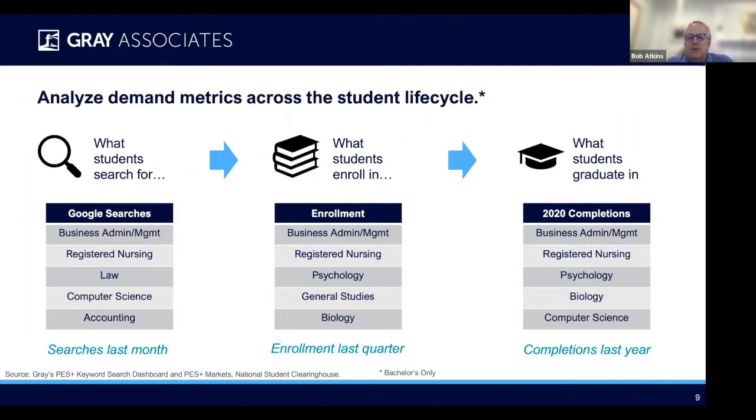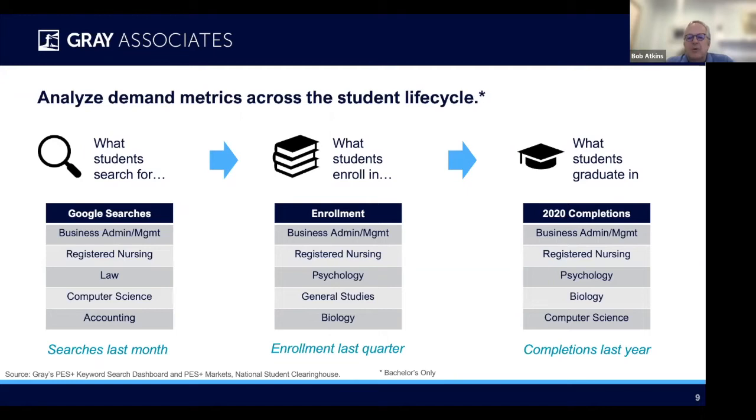Now, the oldest, but probably the most complete data source is IPEDS. That tells you what students graduated in or what they completed. And you can count up completions by program and by institution. So it's an incredibly rich data set. It can tell you a lot about who your competition is. It can tell you about growth in programs. It can tell you about overall size of a program.